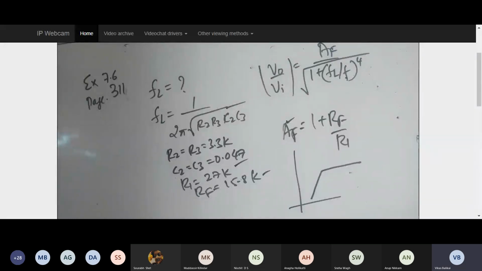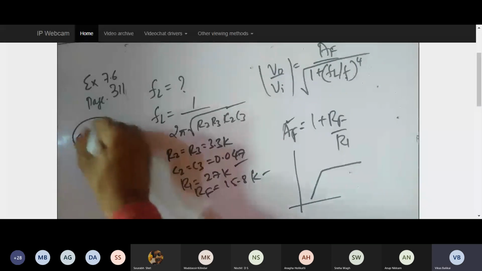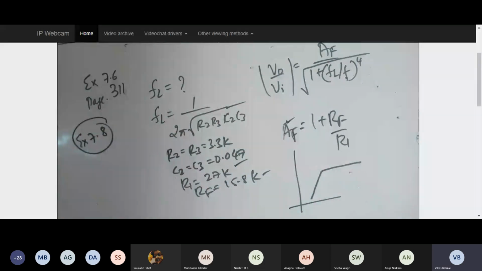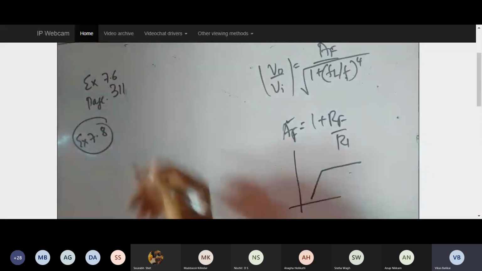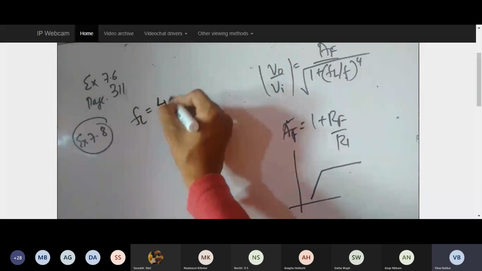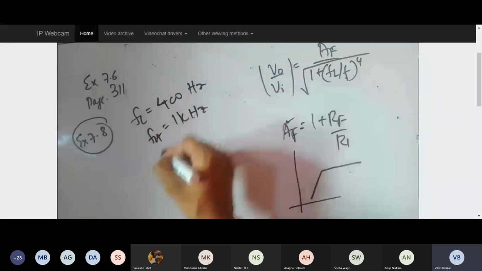And then there's one more problem that I would like to take here, example number 7.8. In example 7.8, he talks about a wideband pass filter. He has given FL, he has given FH, and he has given the passband gain of 1. And he is asking us to calculate the value of Q, and then whether it is going to behave as a wideband or not.